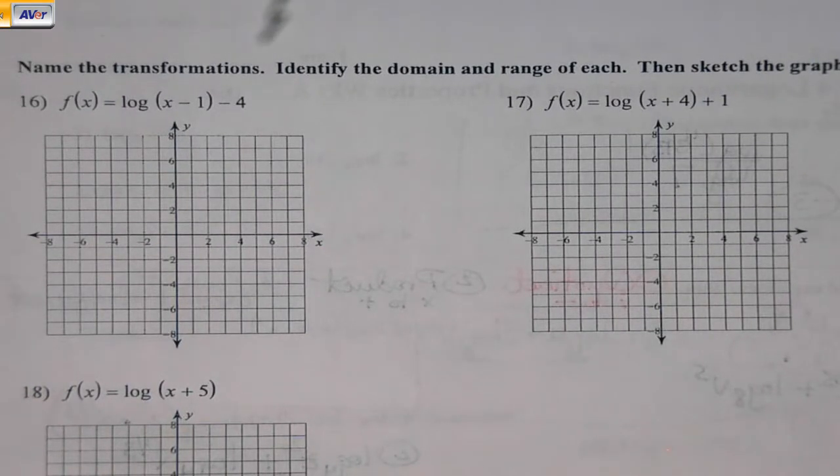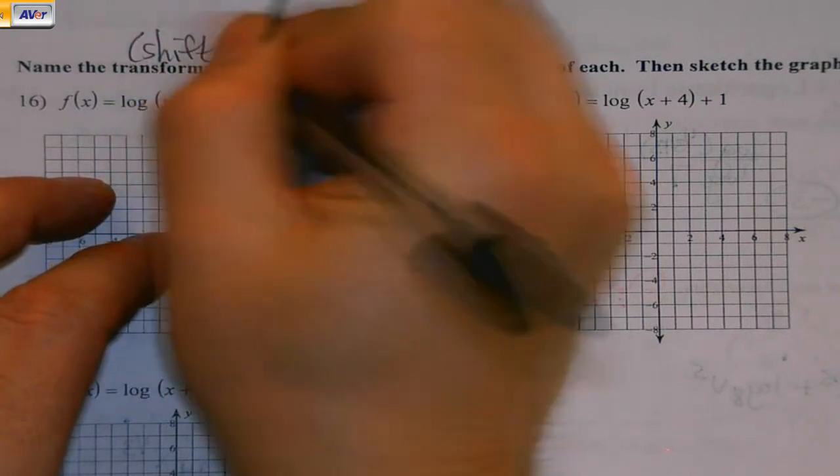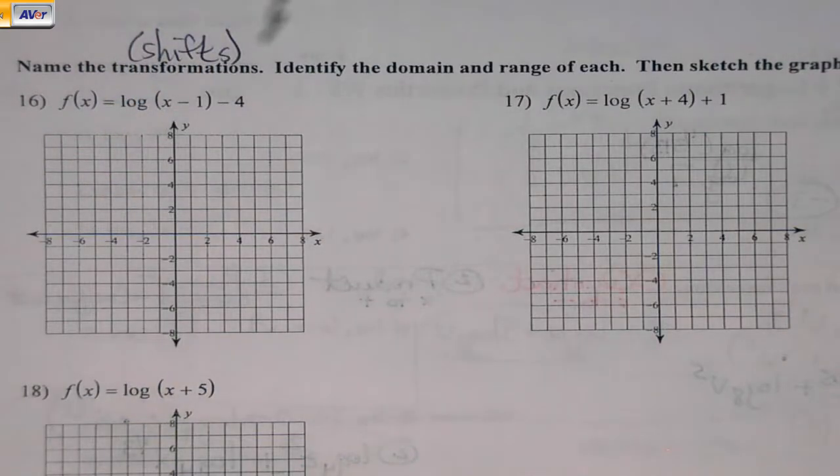we're going to name the transformations, again, transformations, fancy mathematical name for shifts, okay, up, down, left, right. Identify the domain and range, sketch the graph, okay. We're going to do number 16 together.